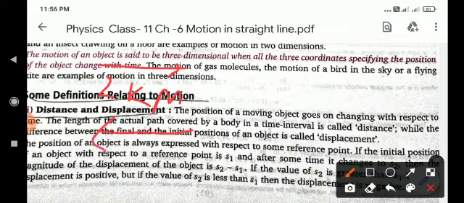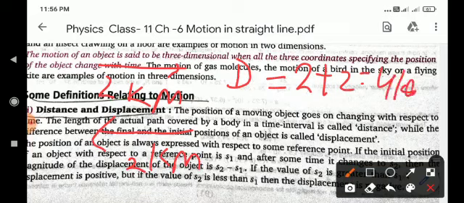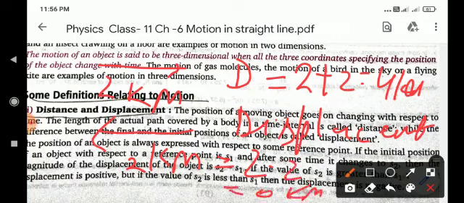Going 2 km and returning 2 km, so distance is equal to 2 plus 2, that is 4 km. And displacement is equal to 2 minus 2, that is 0 km. Okay? Understand?